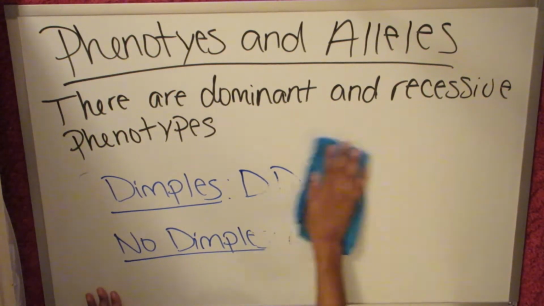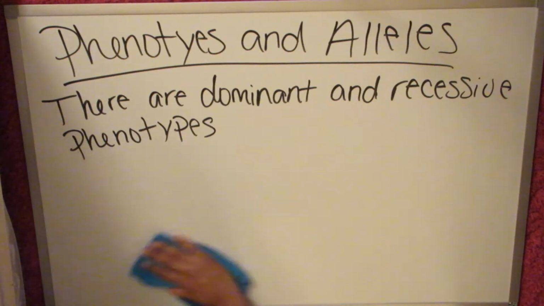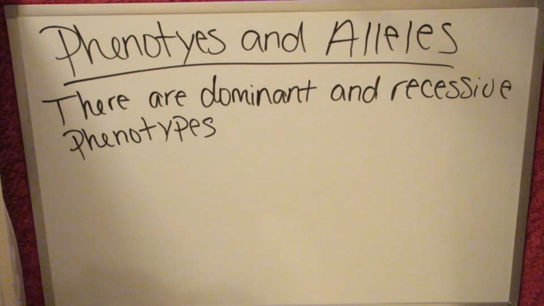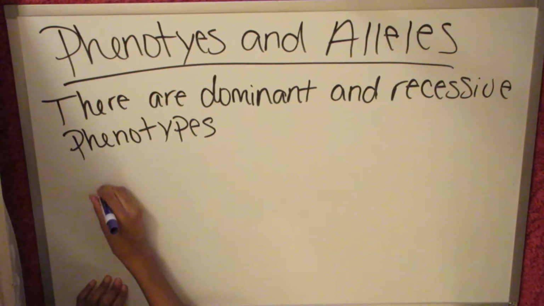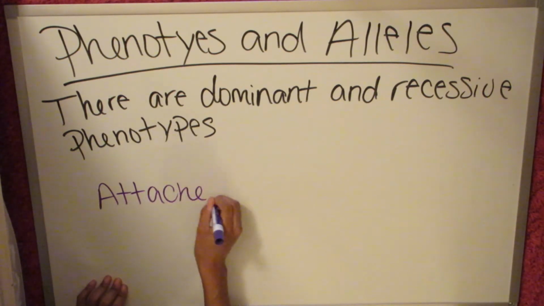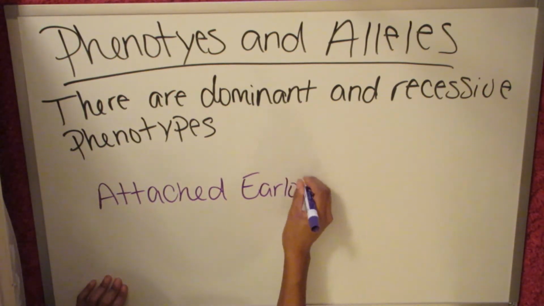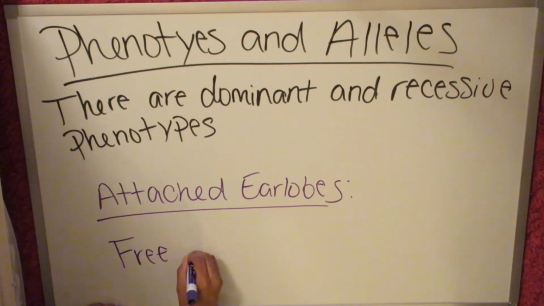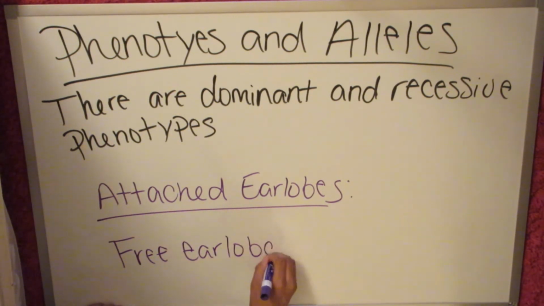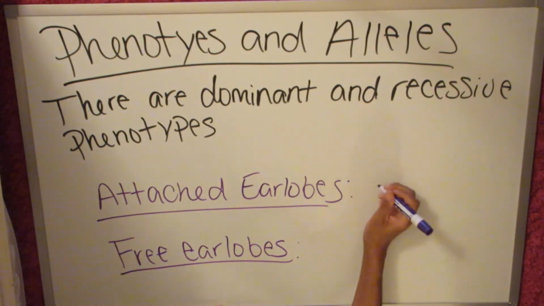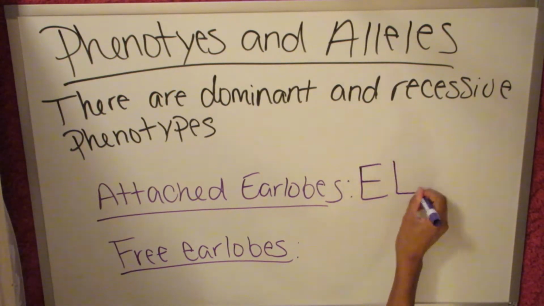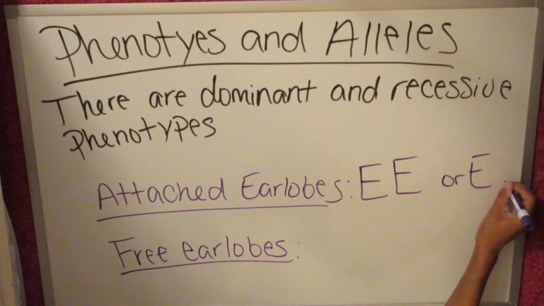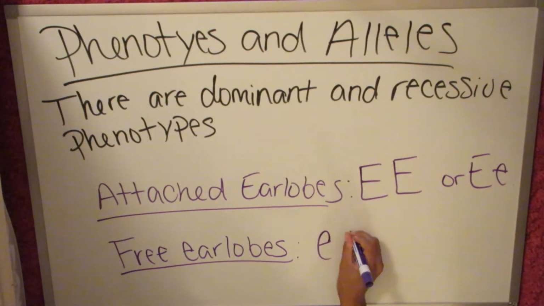And then we're going to do one more. So let's say that we have attached earlobes versus free earlobes. That just means, are your earlobes attached to your face, or are they more floppy and free? If you have attached earlobes, you're going to be either big E or big E little e. But if you have free earlobes, that's recessive, so your only option is little e little e.